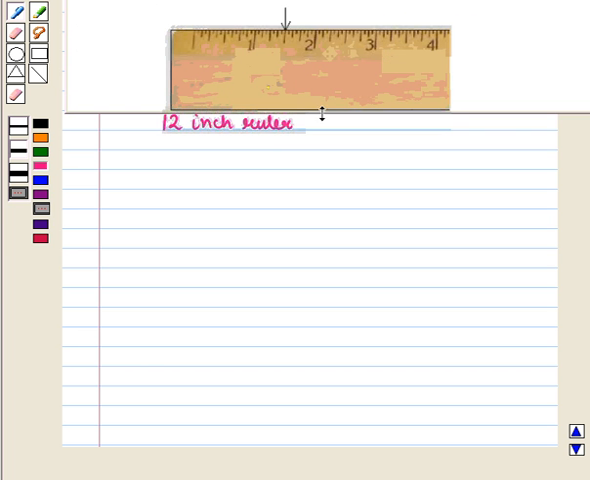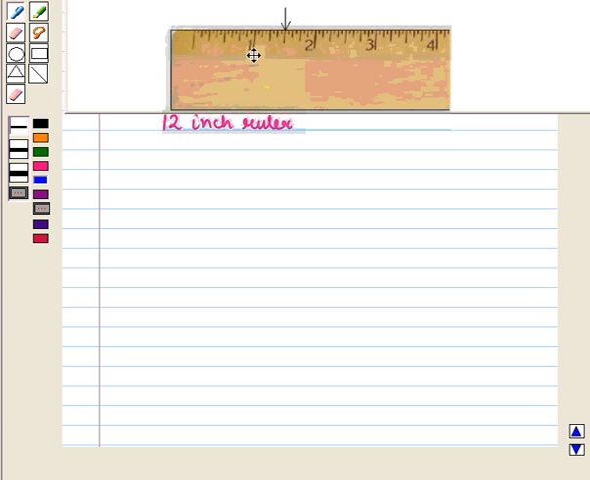Now let us consider an example. Here we are given a 12-inch ruler and we have to find the measurement indicated by this arrow. Let us see it closely. We already know that in an inch, the longest line in the middle marks the half inch, and there is only one such line in an inch.